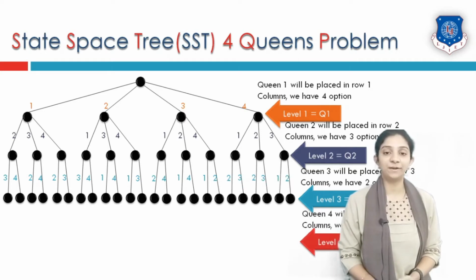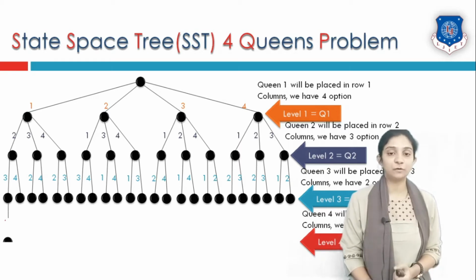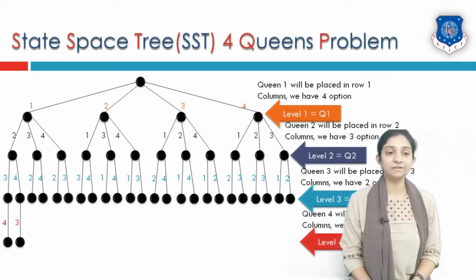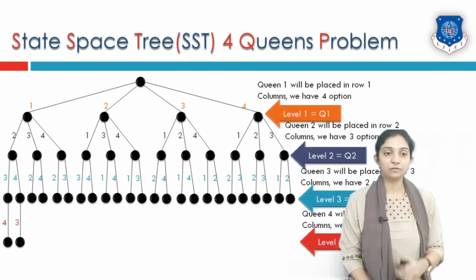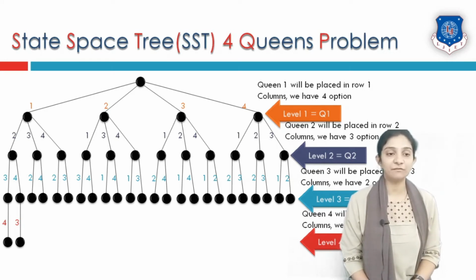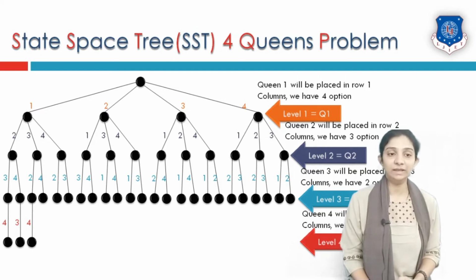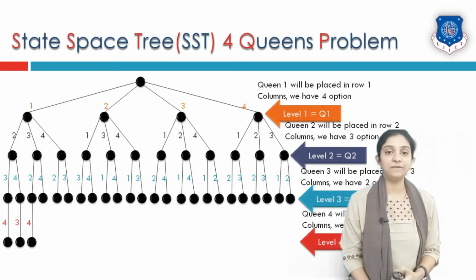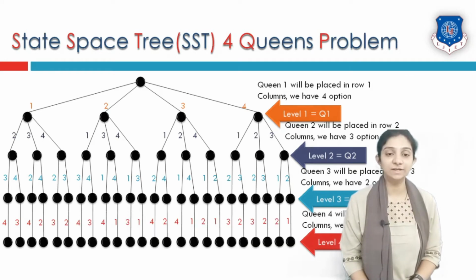Last level is the placement of queen number 4, for which we have only one option for column, because already 3 queens have been placed in 3 different columns. So for queen 4, we have option that is remained over a particular branch. So over first branch, where 1, 2 and 3 columns are occupied, we are only left with column number 4. For another branch, 1, 2, 4, we are left with only column number 3. Similarly, if 1, 3 and 2 columns are occupied, we are only left with column number 4. Similar way, the complete tree is being generated.